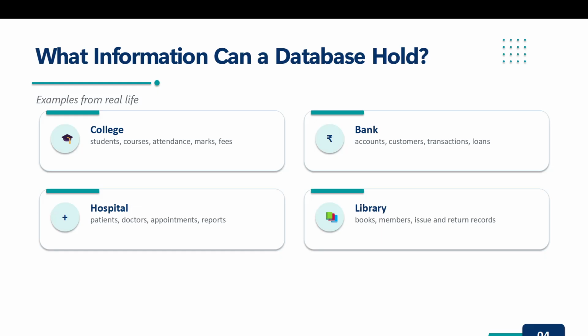So, the type of data depends on the organization. The important point here is that the data stored in a database is not random. It is usually related to a particular purpose or enterprise. For example, if we say a college database, then the information inside the database should be related to that college. If we say a bank database, then the information should be related to banking activities. So, a database is not just a storage place, it is a meaningful collection of related data.